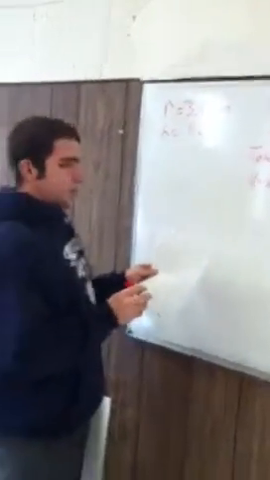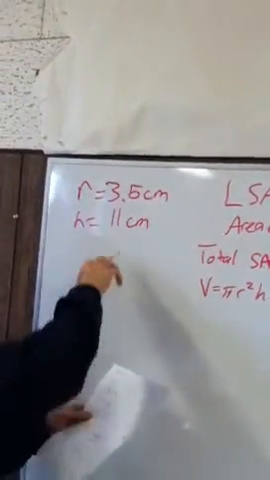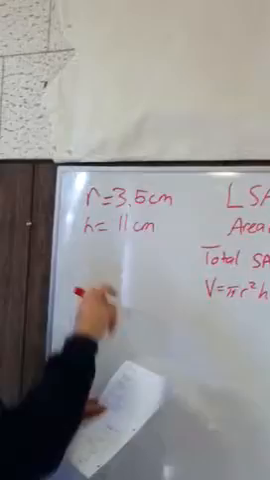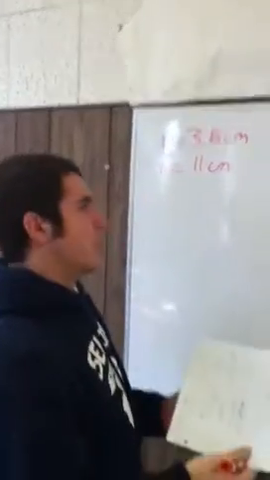Okay, so with our can that we used, we found the radius to be 3.5 because we found the diameter and divided it by 2. And then we got the height of the can to be 11 centimeters. So we knew that we had to find the surface area because we're trying to keep the same volume but reduce what we used to make the can out of.